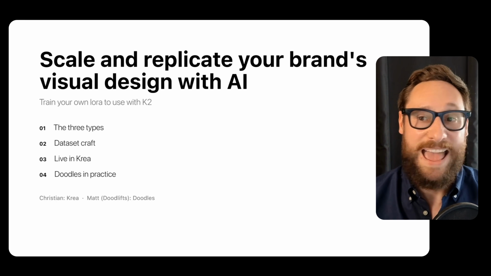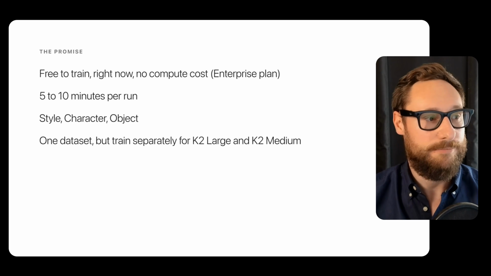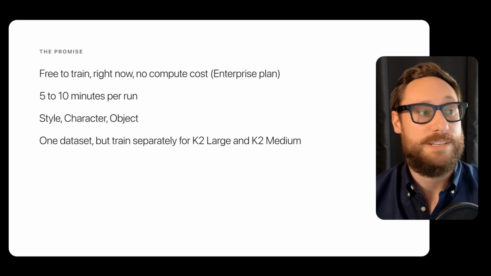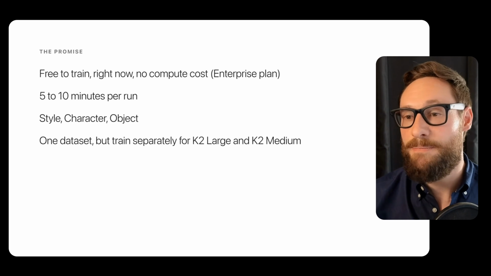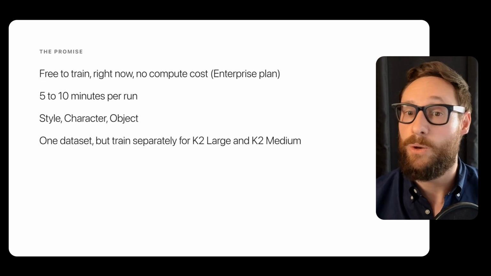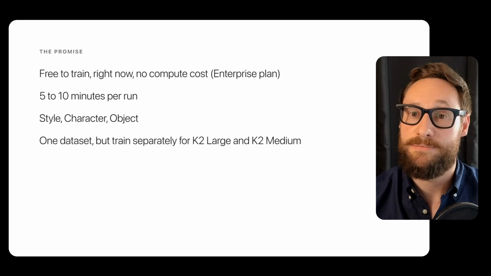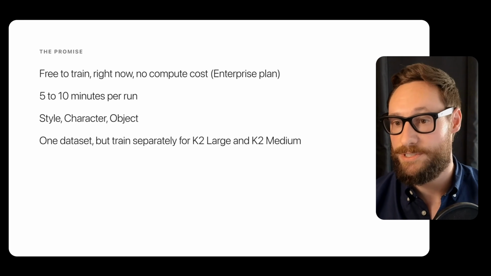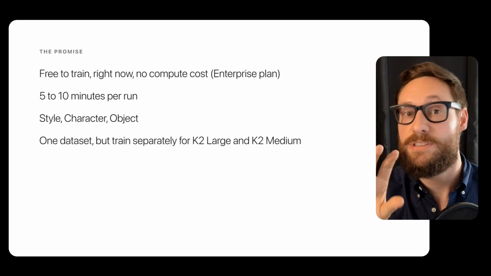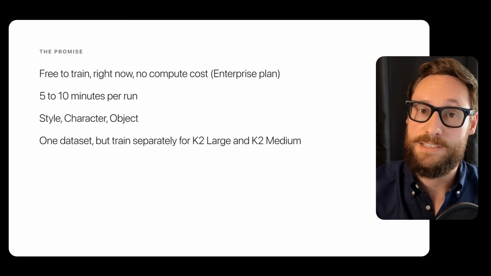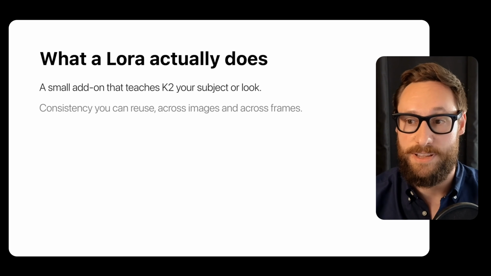But before the how, here is what this is going to unlock for you. If you have an enterprise plan, training Loras is completely free right now, so no compute cost. They take about 5 to 10 minutes, so they're pretty fast to train. And there are 3 different modes: style, character, and object Loras. You can have one dataset, but train it separately for K2 large for more realistic results and K2 medium for more illustrative results.